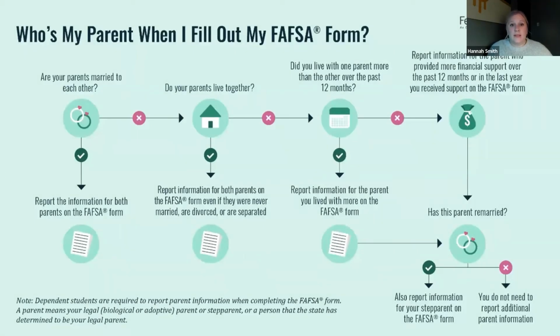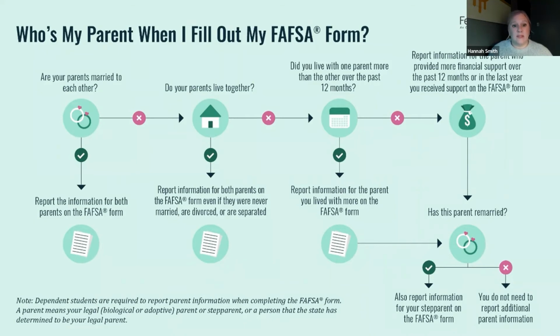If it truly was equal in terms of time spent with each parent, you're going to determine as the student which parent provided more financial support for you over the past 12 months, and that is the parent that's going to go on the FAFSA. Now, if you're determining who you spent more time with or who provided more financial support, and you've decided that's the parent that's going to go on the FAFSA, if that parent is remarried, then they will have to put their spouse's information, so your stepparent information, on your FAFSA form as well.